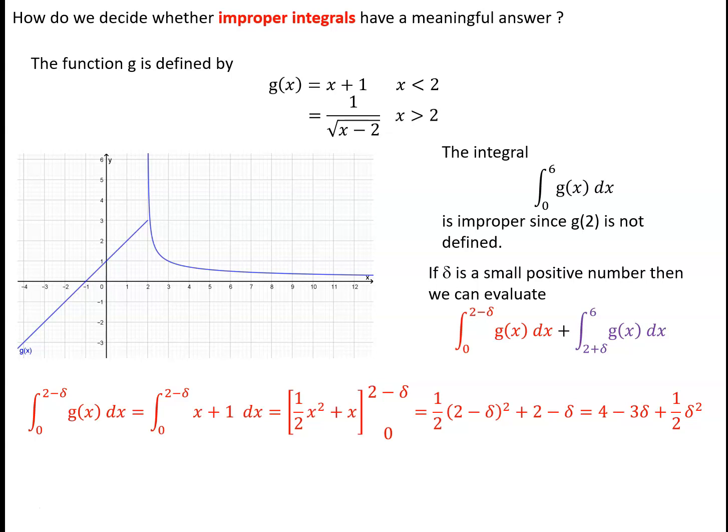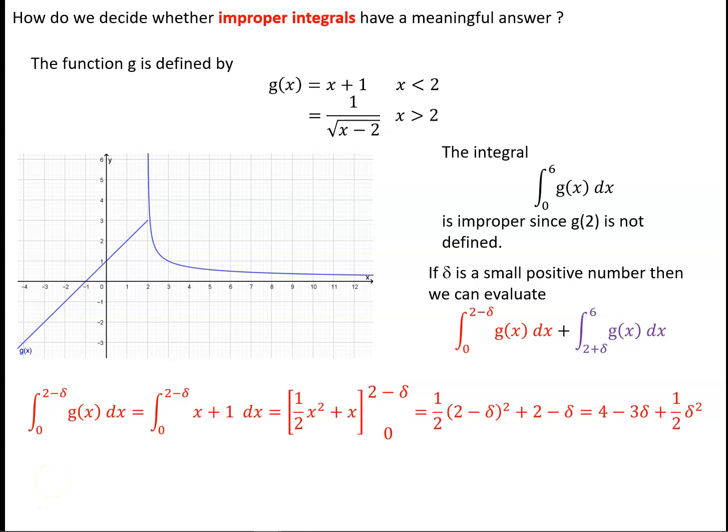For the integral between 0 and 2 minus delta of g of x, that's the same thing as the integral between 0 and 2 minus delta of x plus 1. So that gives me, when I integrate x plus 1, a half x squared plus x. So putting the limits in, I've got a half of 2 minus delta squared plus 2 minus delta, take away 0 plus 0, which simplifies down to 4 minus 3 delta plus a half delta squared.